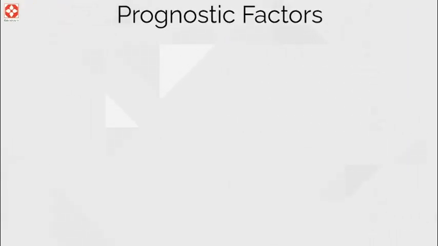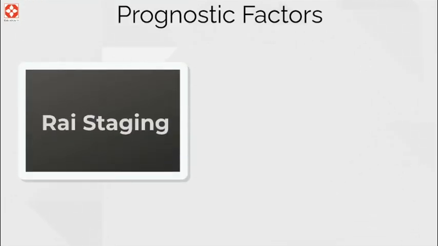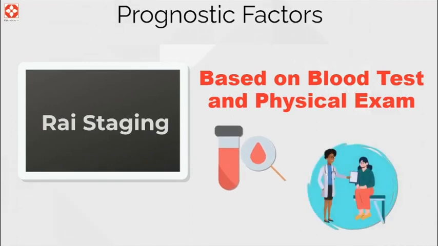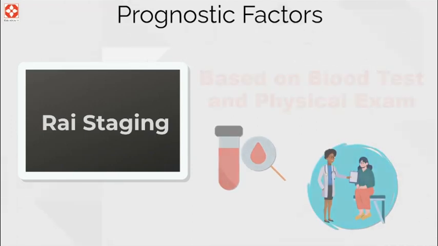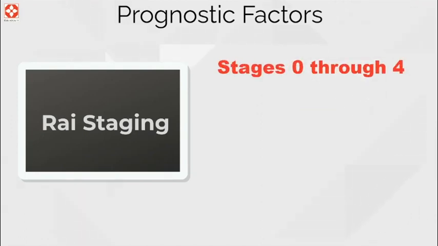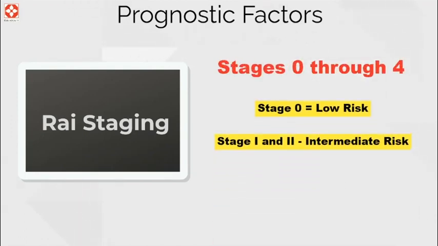In the United States, the most common way to determine prognosis and level of risk for CLL and SLL is using the RAI staging system, which is based solely on blood tests and physical exam. There are no imaging tests involved. The RAI staging system divides CLL into 5 stages from 0 to 4 that describe the level of risk and help determine how to best manage the disease when combined with the information from the other prognostic factors.